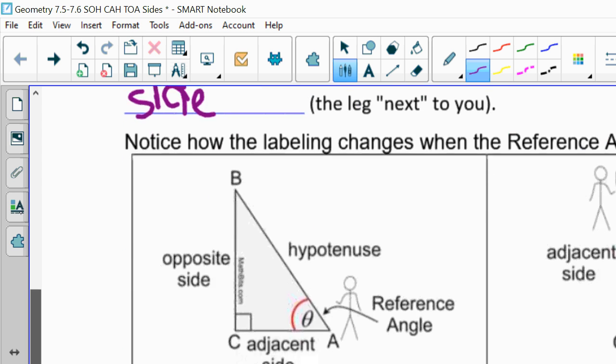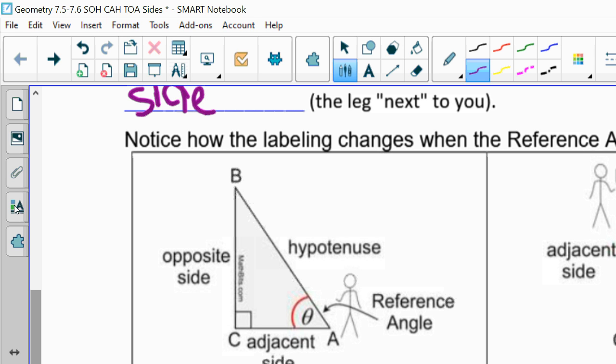So in these diagrams, notice down here it tells us that it is customary but not mandatory to use the Greek letter theta, and this is its notation, as a label for a reference angle. So notice how the labeling changes when the reference angle location changes. If I'm using this angle down here, my angle theta, as my reference, this is where I stand. This is my opposite side. This is my adjacent side. My hypotenuse is always directly across from the 90.